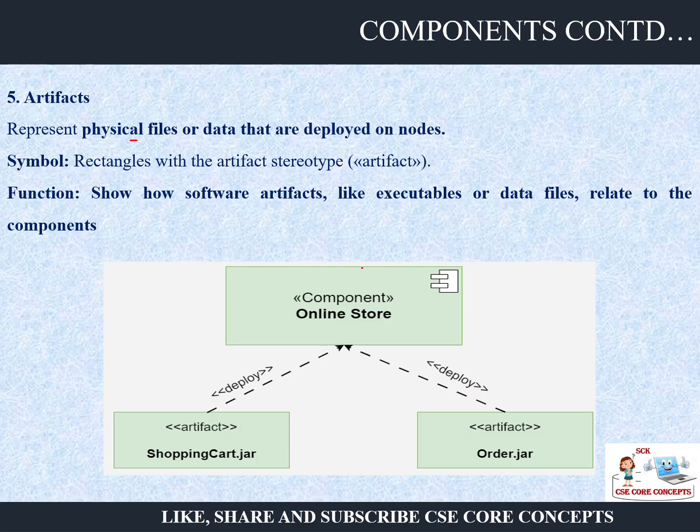So rectangles with this type of symbol, you can write down like this: artifact. Okay, so you can say shopping cart, online store, shopping cart.jar and order.jar file, right? So it shows how they are related. So the online store contains these two types of jar files.